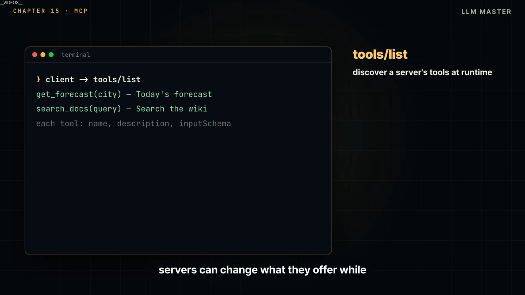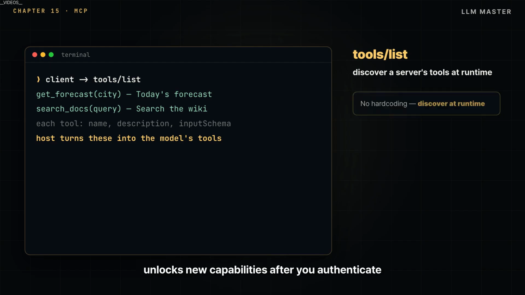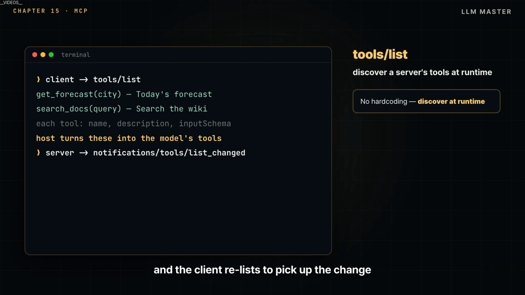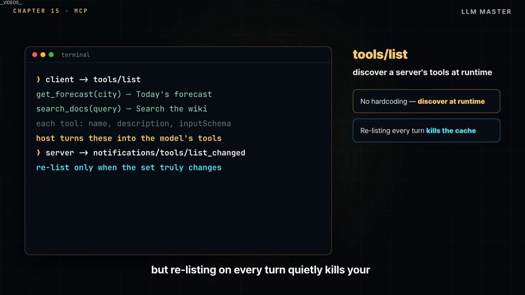Even better, servers can change what they offer while connected. If a tool appears or disappears, say a server unlocks new capabilities after you authenticate, it sends a list changed notification, and the client relists to pick up the change. One production caveat worth flagging: every time the tool set changes, you invalidate the model's prompt cache, because tools sit at the very front of the prompt. Dynamic discovery is a feature, but relisting on every turn quietly kills your cache hit rate. Discover when the set actually changes, not constantly.